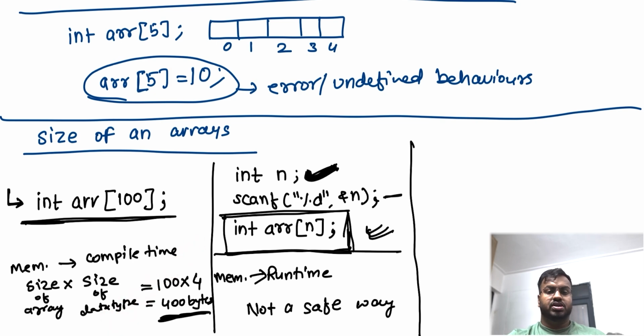I hope this is clear. Now you have a clear understanding of arrays in C, how we declare an array, how we print an array, how we take input. So this is clear to everyone.